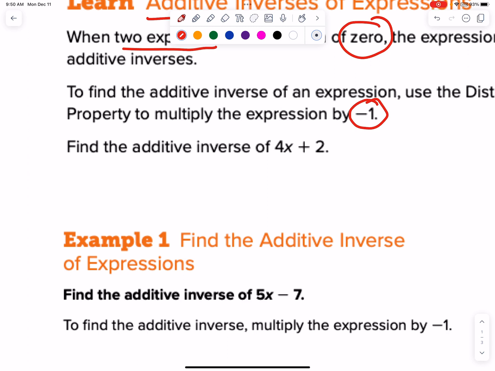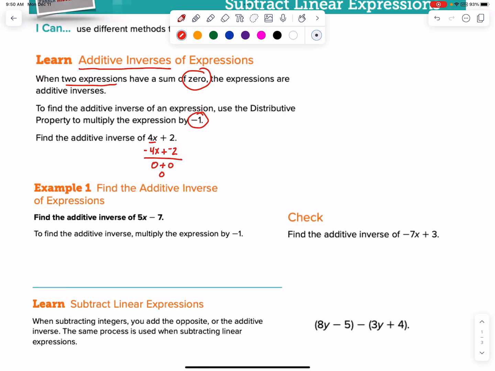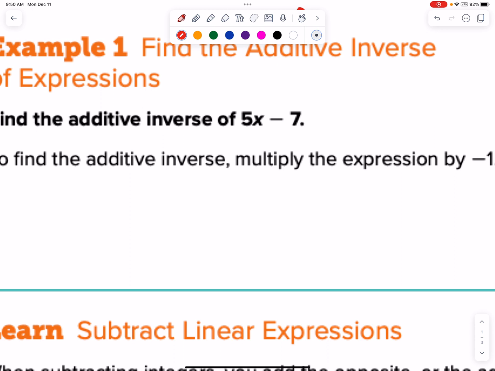So if I take 4x here and multiply by -1, it would get me a -4x. So I'm just writing the opposite of it. And instead of a +2, we would multiply by -1 and we would have a -2. And so obviously, if I added these together, a +4x and a -4x, a +2 and -2, we would end up with 0 plus 0 or just 0. So it's just this concept of, can you find the additive inverse of an expression?